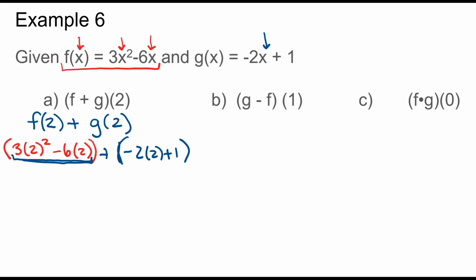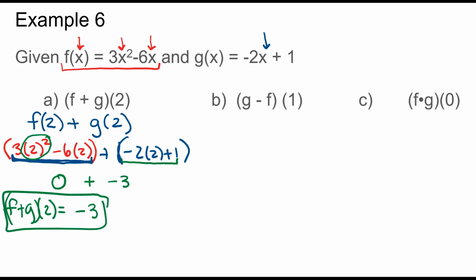Now I'm going to do this whole operation first. Maybe you type it right into your calculator. If you choose to do it by hand, just make sure that you're following order of operations, that you are doing the 2 squared and then multiplying by 3. When you type it in your calculator, you get 0. Plus, when you type this whole thing into your calculator, you get -3. So the answer here is -3. f plus g of 2 is equal to -3. Let's take a look at another one.